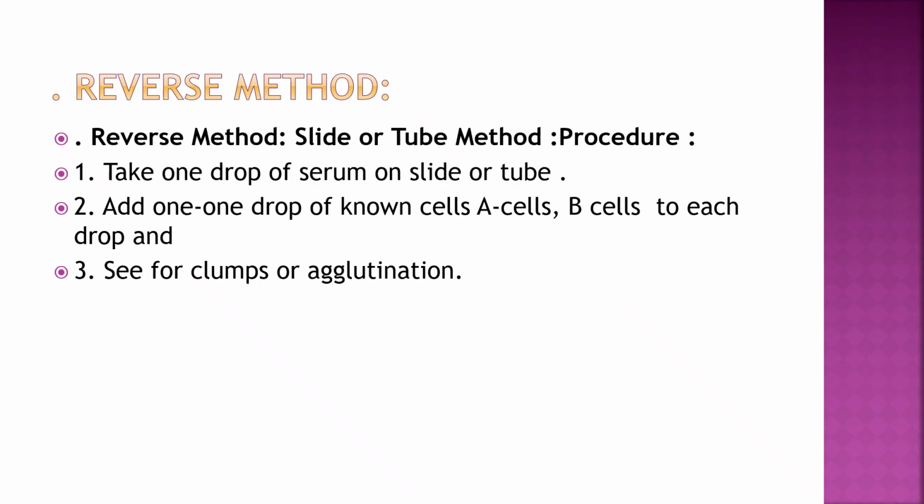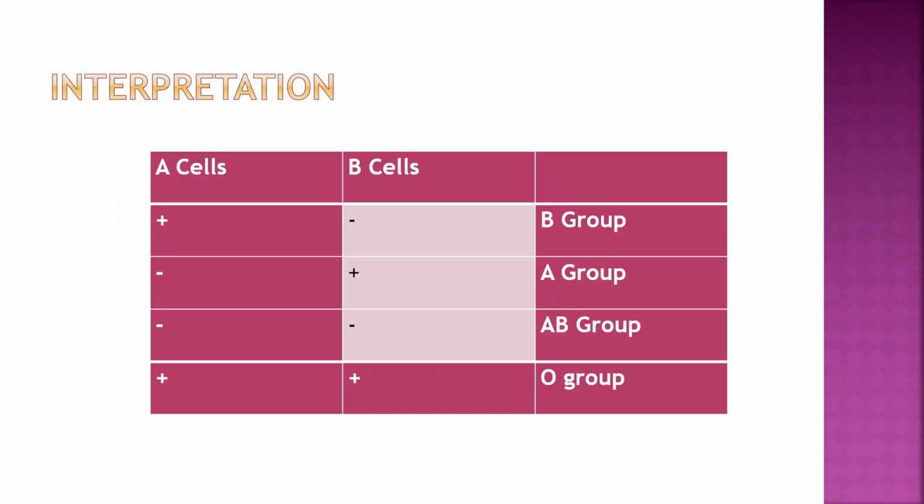Now in the reverse method, you take 1 drop of serum and add 1 drop of known A cells and B cells, and then look for clumps. If you are doing this by tube method, you have to mix and centrifuge and then you can see clumps. Here the interpretation is opposite. If you see clumps in A cells, it is B group. If you see clumps in B cells, it is A group. If you see no clumps, then it is AB group. And if you see clumps in both A cells and B cells, it is O group.